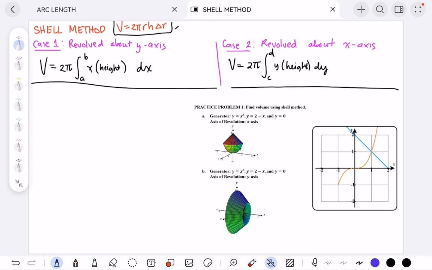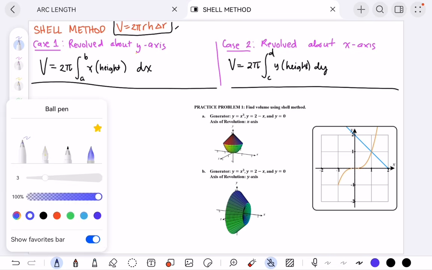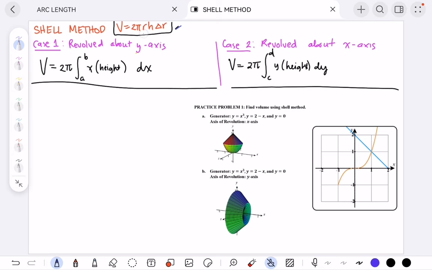So let us look at two examples on shell method. Let us take note of the formula for the volume of a cylindrical shell. It's given by 2 pi r h times delta r.